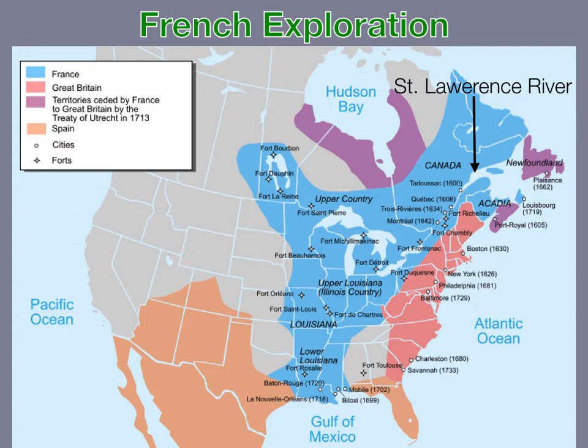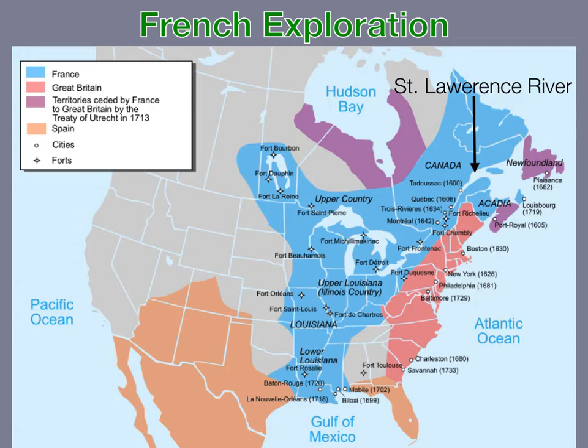trading with the Native Americans for the animal skins that are so highly valued in Europe. They send those animal skins back to Europe, and they make a lot of money with those animal skins that the natives were hunting and trading with.